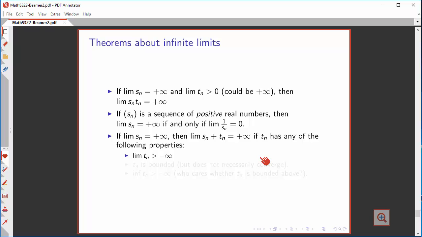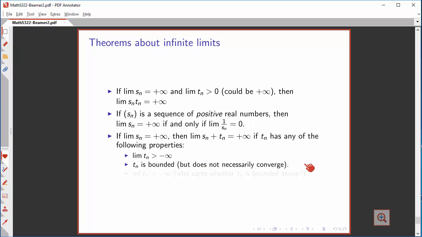If you have a sequence that diverges to plus infinity, limit of S sub n is plus infinity, and you add on another sequence, then the limit of the sequence S sub n plus T sub n will also be plus infinity, except we have to impose some requirements on T sub n. If T sub n becomes extremely negative, this may not be true, and here are 3 more or less equivalent properties. If T sub n approaches a limit other than minus infinity, this is true.